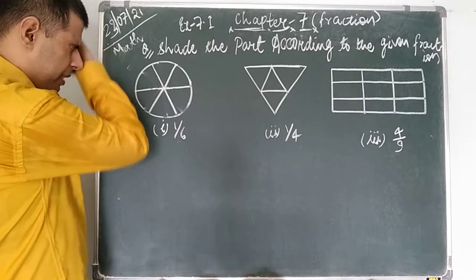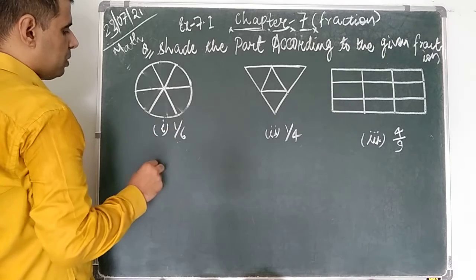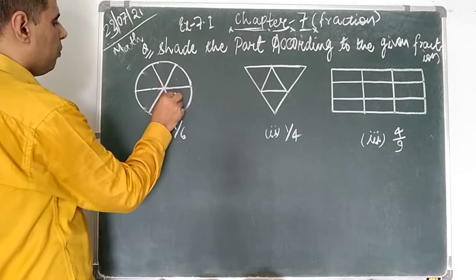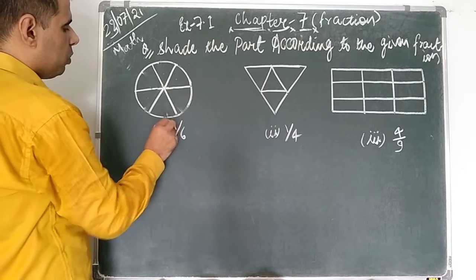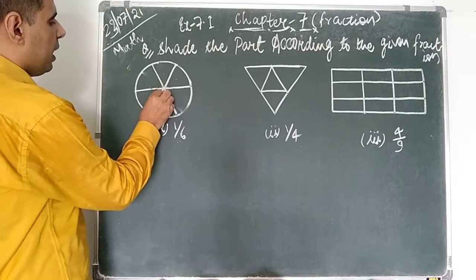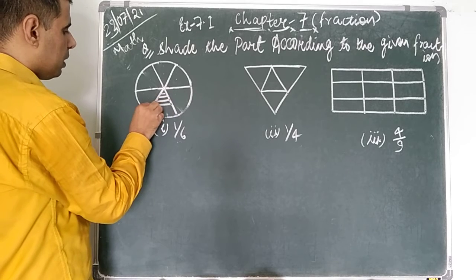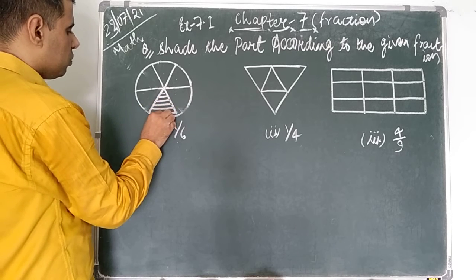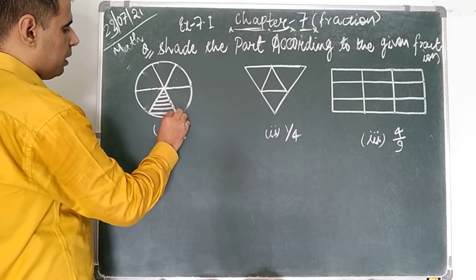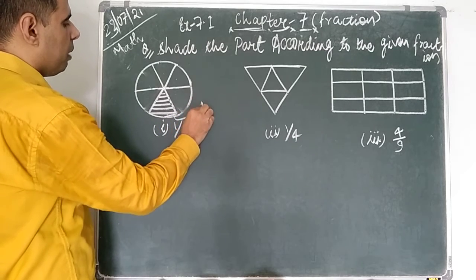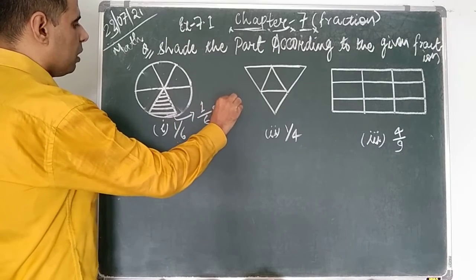So here we have 1 by 6. When we say 1 by 6 we mean that the circle has been divided into 6 equal parts. 1, 2, 3, 4, 5, 6. So it is correct, the circle has been divided into 6 equal parts and we have to represent one part. So we will shade any one sector of the circle. Suppose we shade this region of the circle, it is known as a sector. So if we shade one sector of a circle, it will represent the fraction 1 by 6 of the circle.